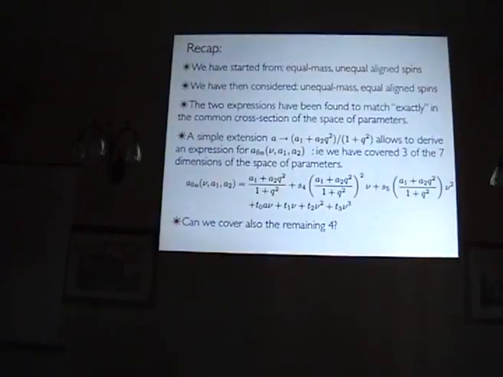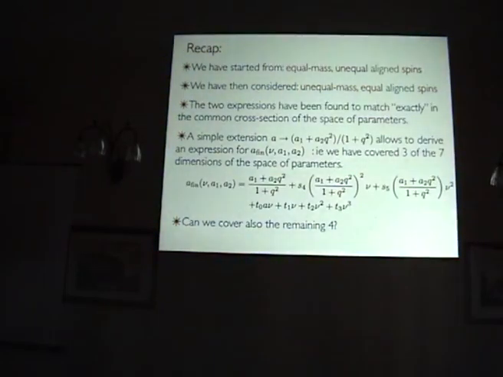Okay, just to recap, because now comes the leap into the most complicated structure. We have equal mass, unequal but aligned spins, and unequal mass, equal but aligned spins. We found that they match exactly in the intersection. Now we can extend, in the case of equal spins, replace A with this expression here, and we can model A final as a function of the mass ratio and of the two spins as long as they are aligned. So this is the general expression in case they are aligned, but it's just 3 dimensions out of the 7.